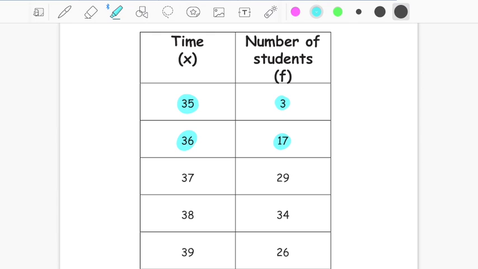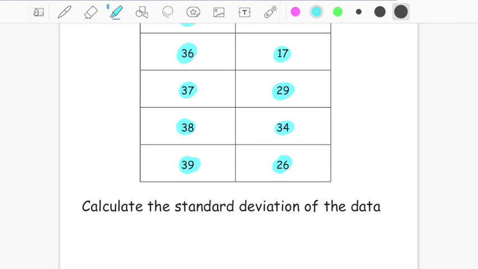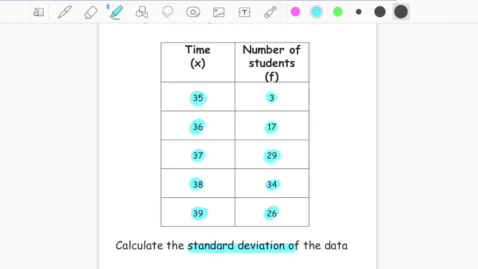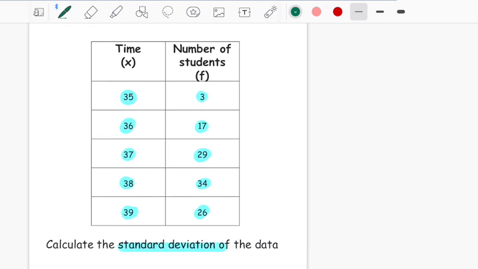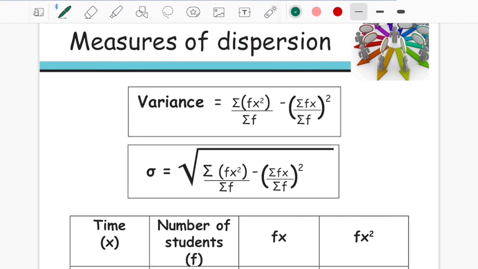36 minutes, 17 students, right? 37 minutes, 29 students. 38 minutes, 34 students. So as you can see here, all the data are given to you. Now the question says calculate the standard deviation. Okay, so what do I do? I'm going to use the same formula again here for variance.